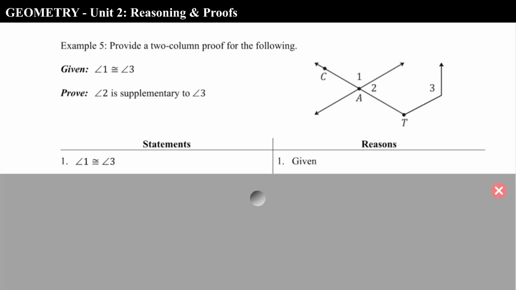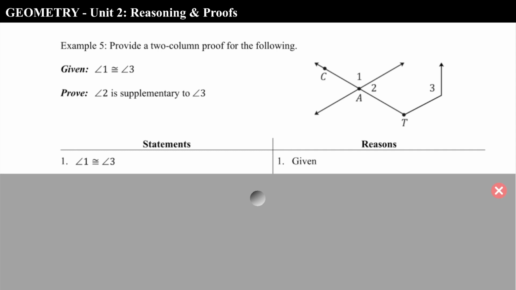So let's look at example 5 now. We're going to provide a 2-column proof for the following. We were given this information that angle 1 is congruent to angle 3, and we are given the figure here, and we're going to show that angle 2 is supplementary to angle 3.